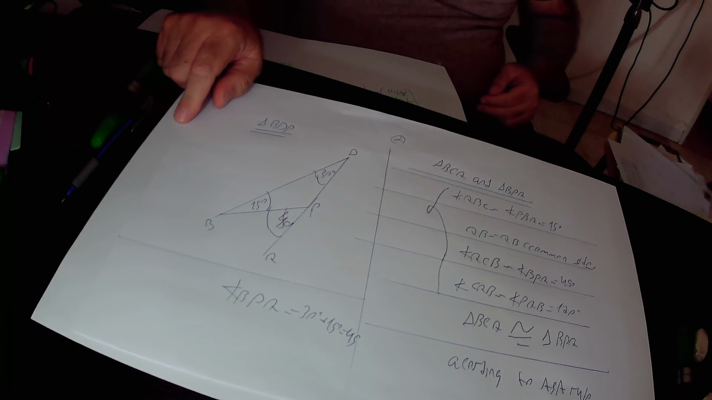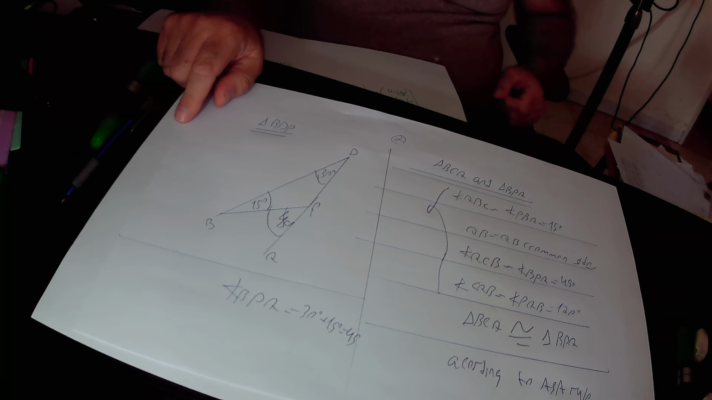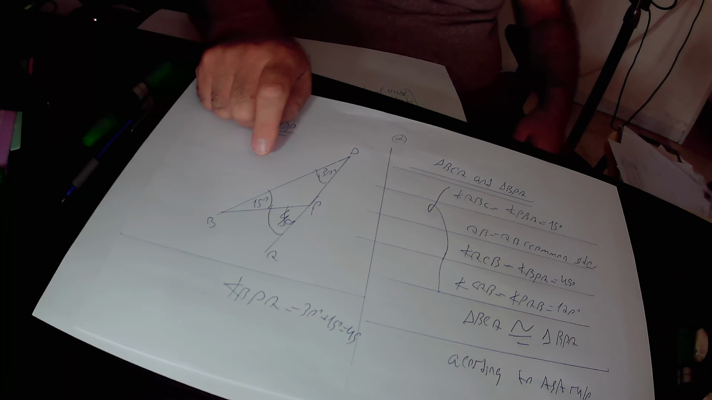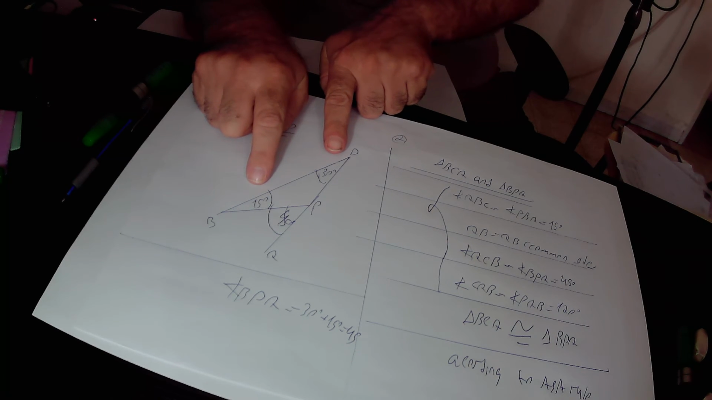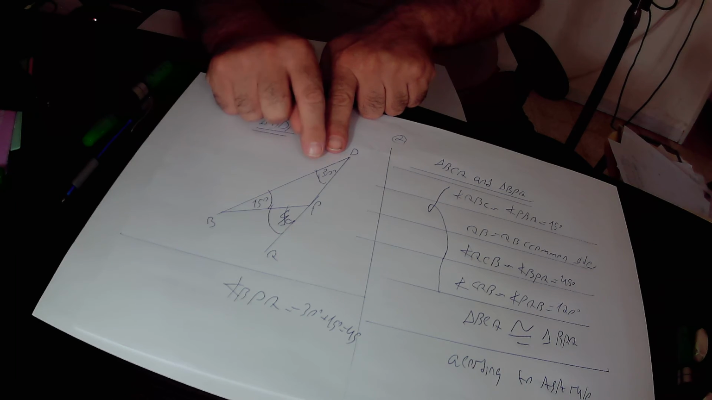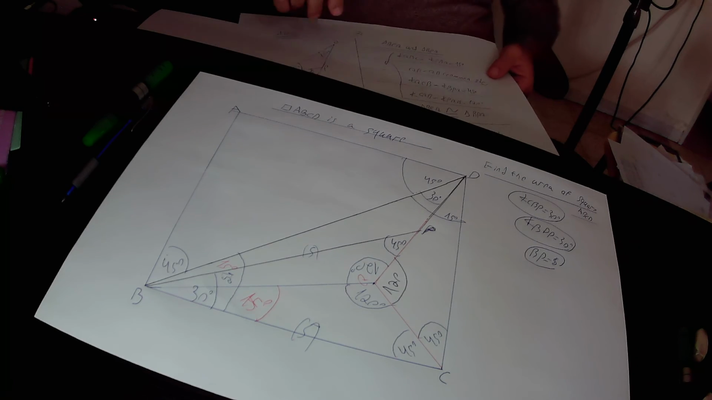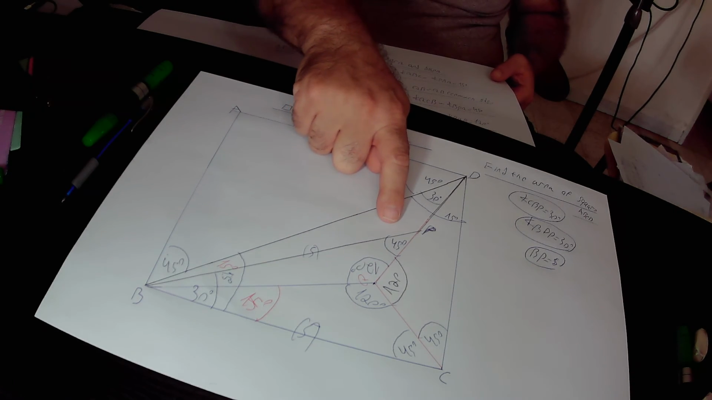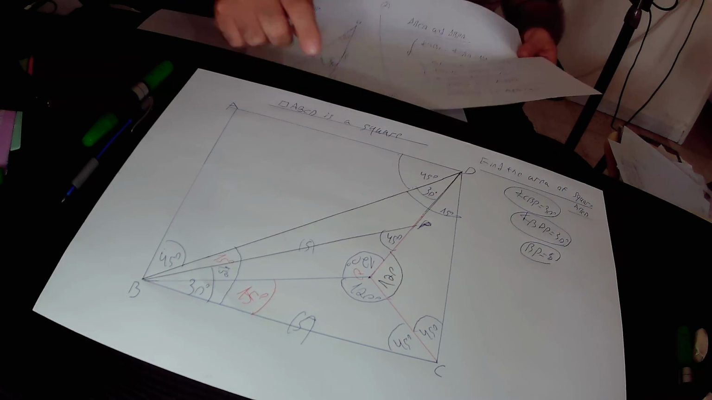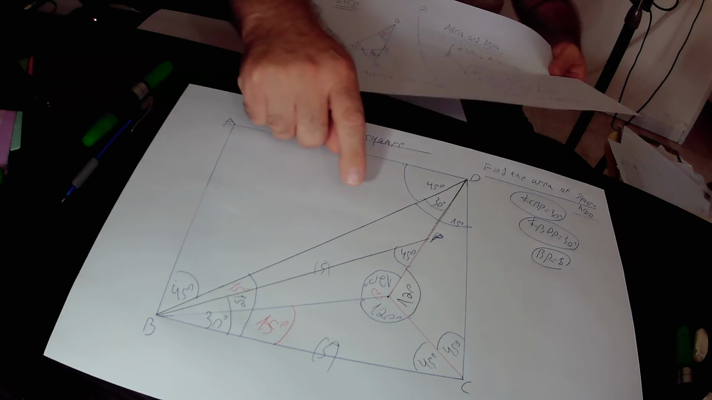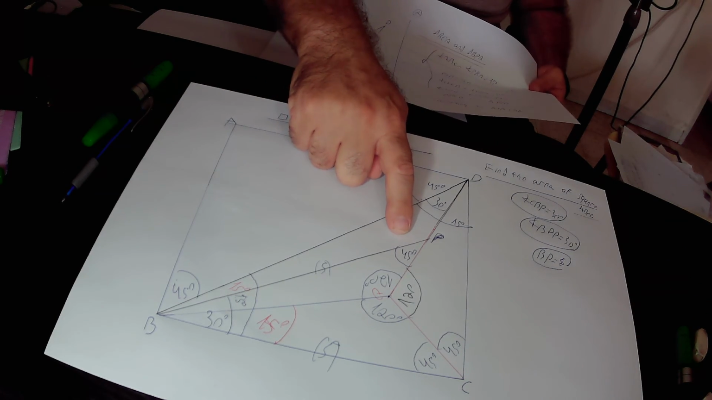According to Rule 8, an external angle of a triangle is equal to the sum of the two angles that are not adjacent to it. This is the external angle BPQ. It is equal to the sum of those two angles that are not adjacent to it. That is to say, it must be equal to 30 degrees plus 15 degrees, that is 45 degrees. So this is the missing angle BPQ. Angle BPQ equals 45 degrees in size.